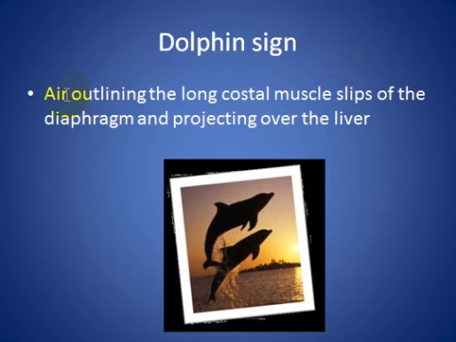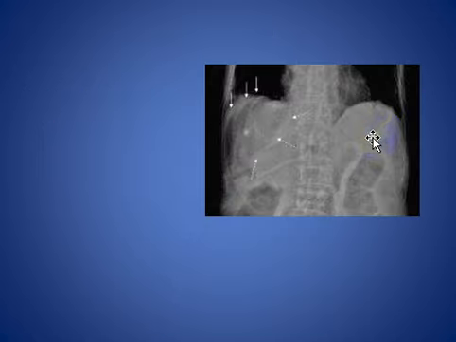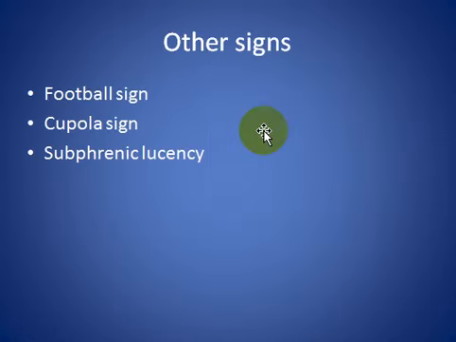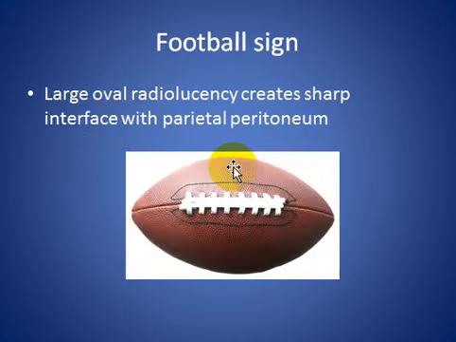Dolphin sign, it is outlining the long costal muscle slabs of the diaphragm and is also projecting over the liver. As we see in this example, the diaphragm muscle slabs are seen as a radiolucent line, and it is projecting over the liver. Other signs we have football sign, cupola sign, and subphrenic lucency sign.